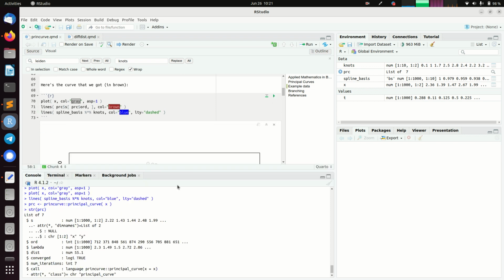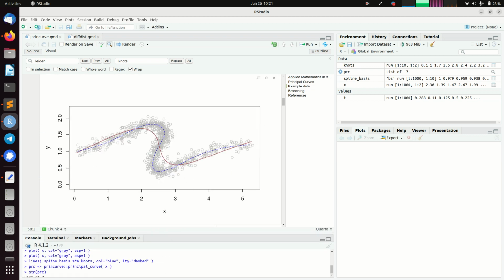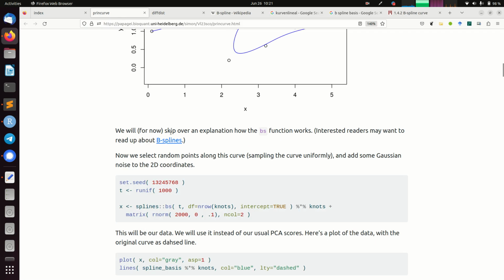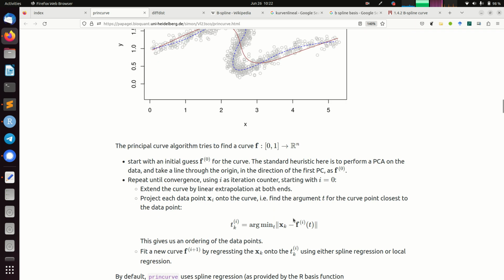And then what we see is this blue dashed line is the line we put in, and the brown line is the principal curve we got out. And as you see, it's not that great. So let's first see what this principal curve algorithm actually does. As I said, I wanted to make the principal curves a bit short and have more time for diffusion time. So let's just quickly go through what this principal curve algorithm does.